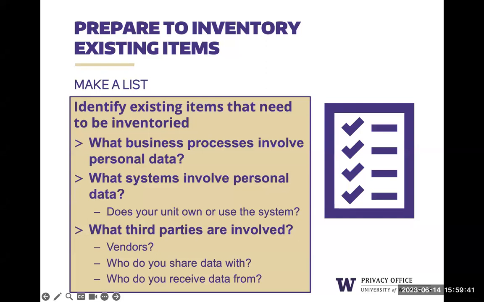To prepare to inventory existing items, it is helpful to make a list of what will need to be inventoried. Remember, you only need to inventory what your unit owns or is responsible for. Questions to work through include: what business processes involve personal data? What systems involve personal data? What third parties are involved? To help you think through it, you can ask yourself what system or service vendors are involved. Who do you share data with? Who do you receive data from?